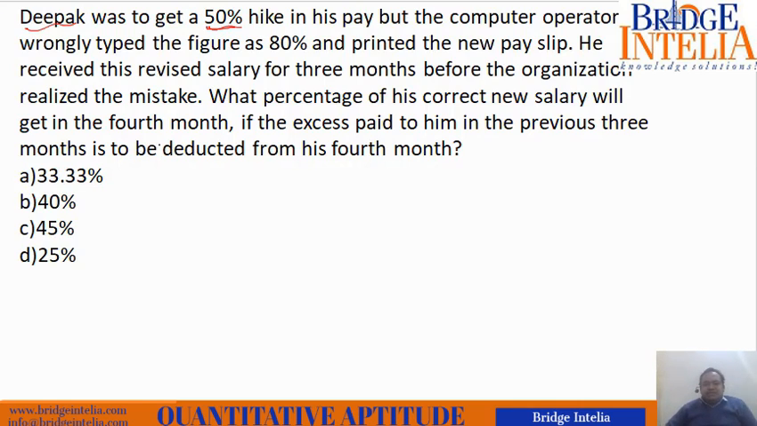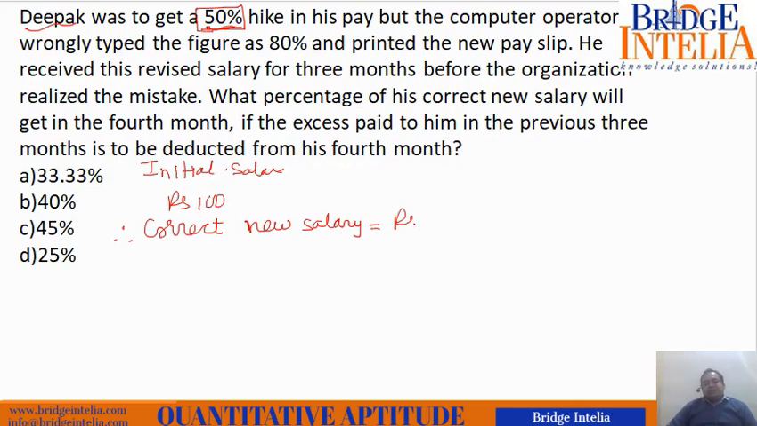So the question is, what percentage of his correct new salary will he get in the 4th month? Good question. Let's assume his initial salary to be rupees 100. His salary was supposed to increase by 50%. Therefore, the correct new salary should have been rupees 150.